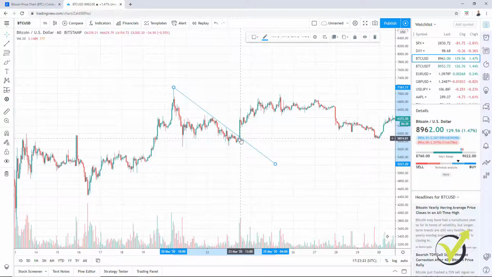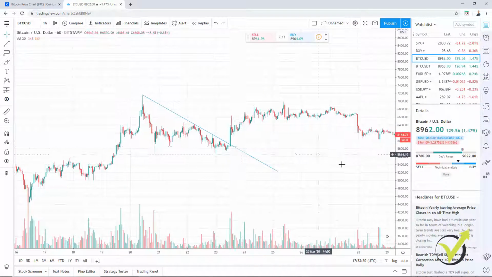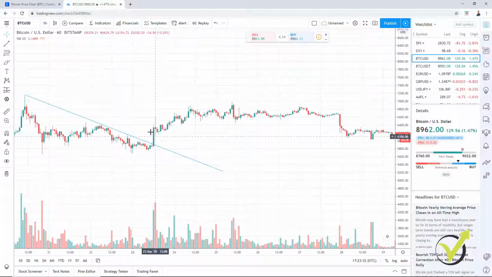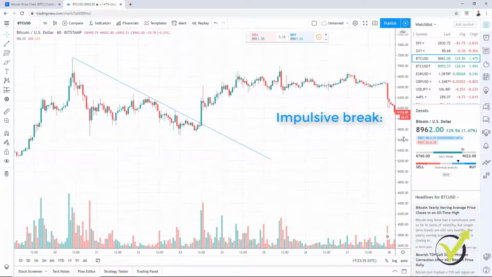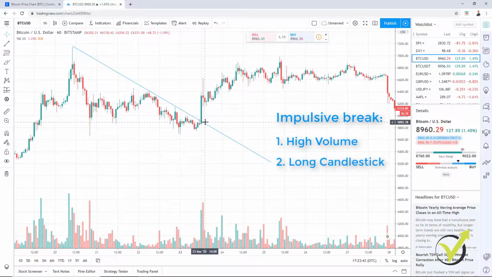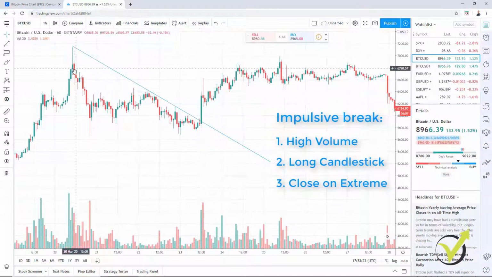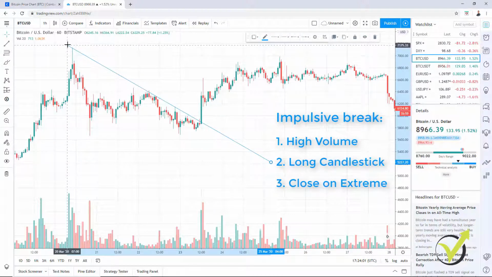There is one more thing that I will explain in the next lecture, but this is the moment when I buy, when the price breaks this counter trend line. And we have here an impulsive break. An impulsive break is defined when we have high volume, we have a long candlestick, we have close on extreme, which means that the candlestick will close near the top. It will not do a move like that. You can see here it was a long candlestick, but then it didn't close on the top. Let me draw it precisely.